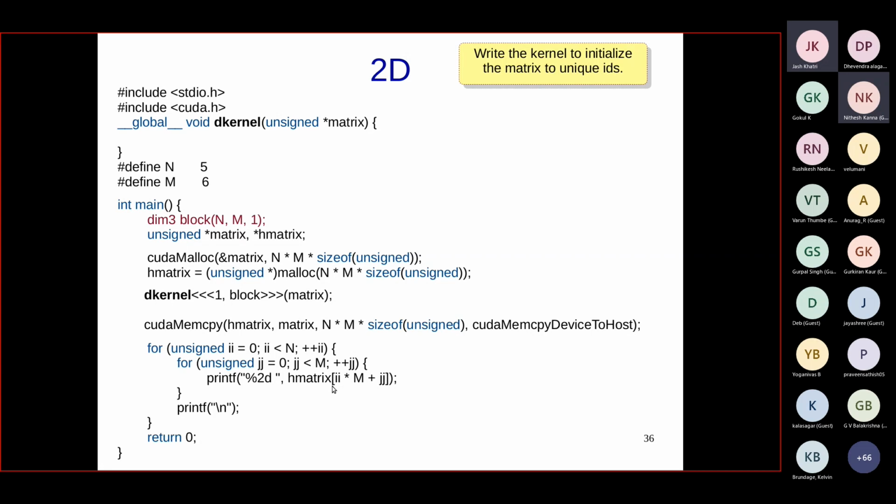Now I would like each and every one of you to write the code to initialize the matrix to unique IDs. Write the code inside this kernel to initialize the matrix to unique IDs. One thing we should observe here is that even though we are saying matrix, it's actually a one-dimensional array of size N into M.